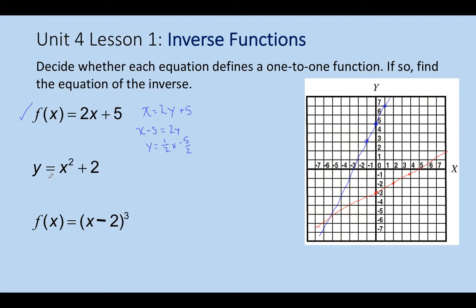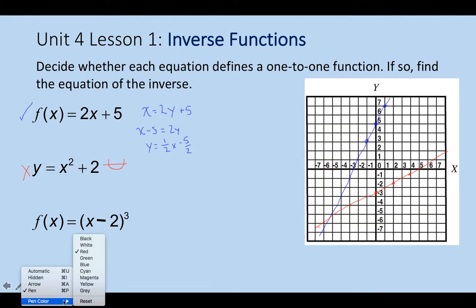Now, this next one, y equals x squared plus 2, is this going to be one-to-one? Well, if I were to graph it, I would get my parabola, and would that pass the horizontal line test? No. And so this one is not one-to-one. So there's nothing we can do about it. All right, let's go back to this last one here.